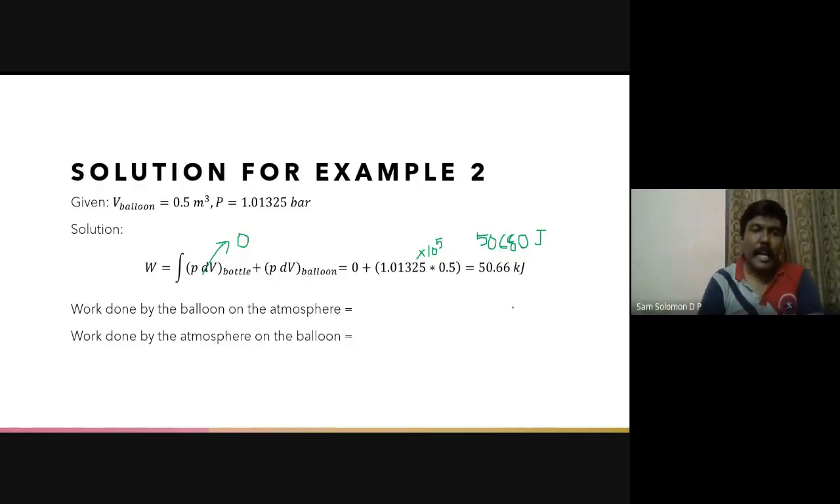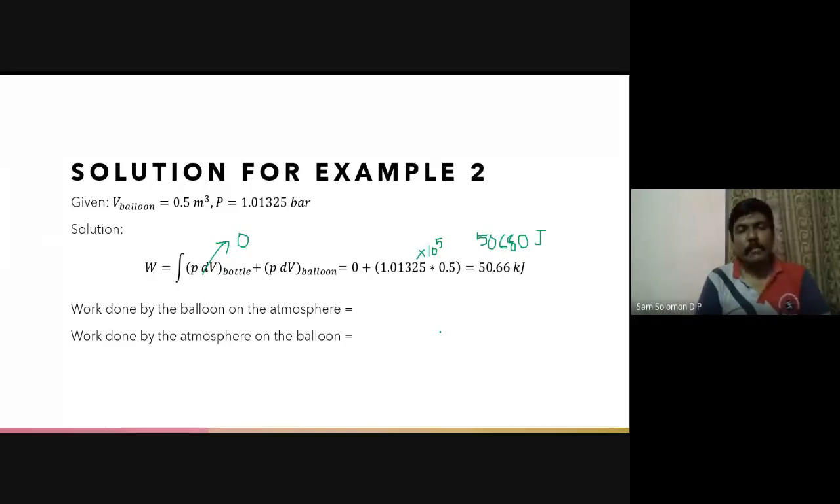Make it a habit that you mention this 10 to the power 5 or 10 to the power 3, with reference to whatever unit is being mentioned in the problem. That is very important. Don't make mistakes there. Even if you write the steps correctly, if you miss out on the units, then you will not be getting full marks. So make a note of it.